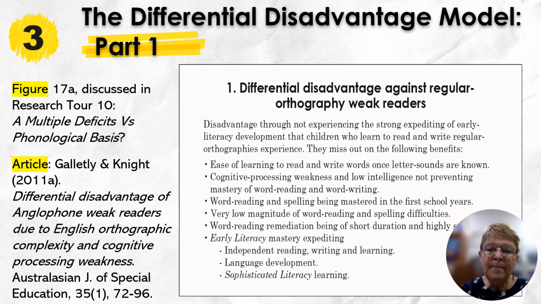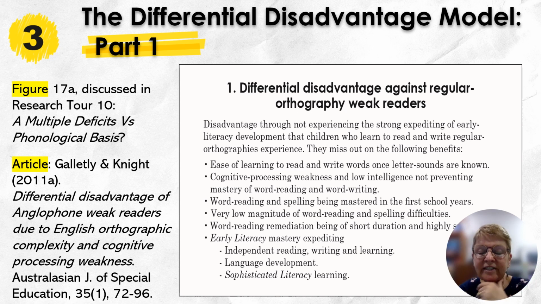Model 3 is the differential disadvantage model, and it's got part 1 and part 2, so I'll use 2 slides for it. And we're using the form here of the model that I have redone and is used in the research tours. So the first level of differential disadvantage is the differential disadvantage of Anglophone weak readers. Firstly, they're disadvantaged against regular orthography weak readers. Okay, and I'll just read that quickly.